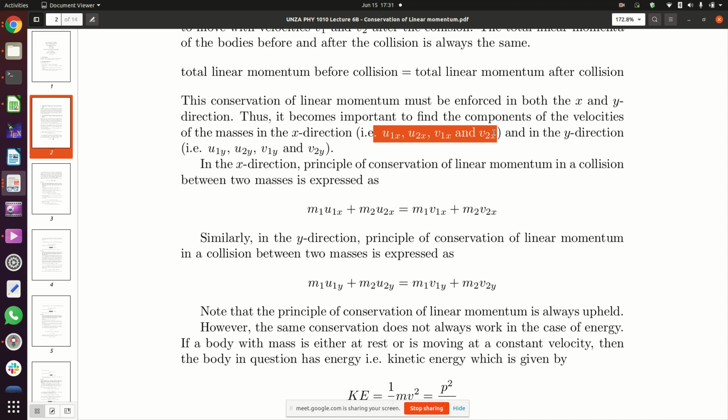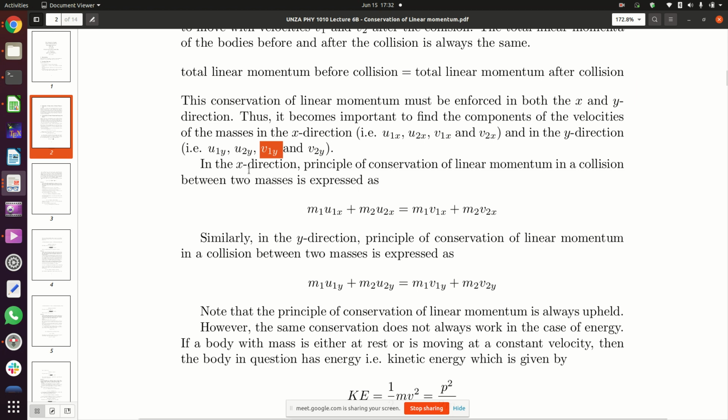You also need to know what is the velocity of the first object before it collides along the y direction. You also need to find out what is the velocity of the second object before it collides along the y direction. So you're finding the y components of the velocity of these particular masses before the collisions. So you find the y component of the first object, you find the y component of the velocity of the second object, then you also need to find what is the velocity of the first object after collision along the y direction.